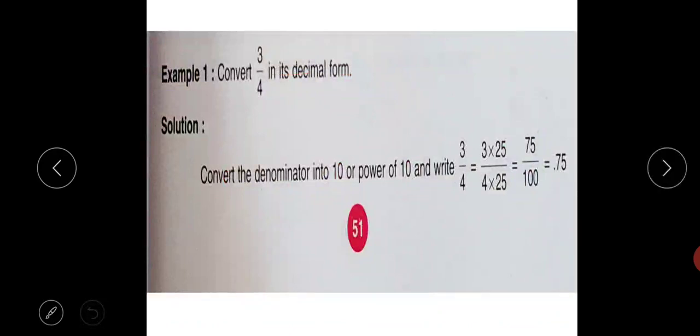Now let us proceed with example first. Convert 3 upon 4 in its decimal form.